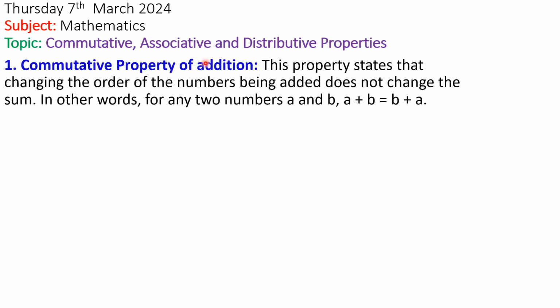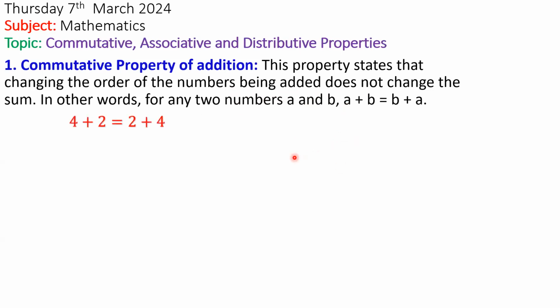The commutative property of addition tells us that the way we move the numbers, or change the order of the numbers when we add them, does not matter. The sum would remain the same. Andrea, can you read this definition, please? Commutative property of addition. This property states that changing the order of the numbers being added does not change the sum. In other words, for any two numbers, A and B, A plus B equals B plus A. Very good. That's basically what the commutative property tells us.